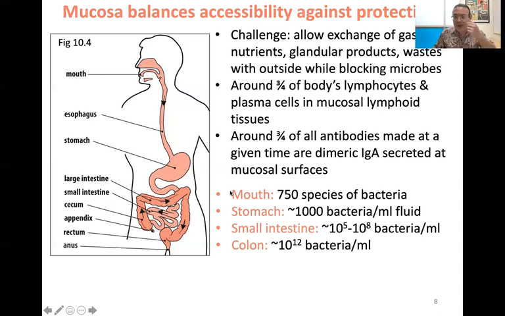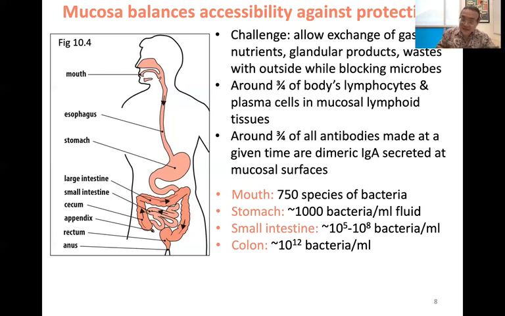If we were to think about what kind of microbial populations there are in our GI tract, let's start with the mouth, right? In your mouth alone, there are about 750 different species of bacteria commonly found in your mouth. If you move down into your stomach, the concentration of bacteria is typically around 1,000 individual bacterial pathogens per milliliter of stomach fluid, right? That's a lot, right? It gets even worse.